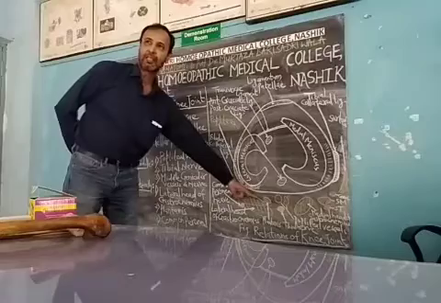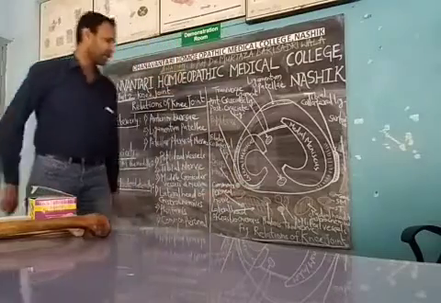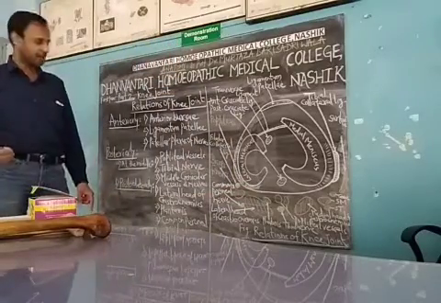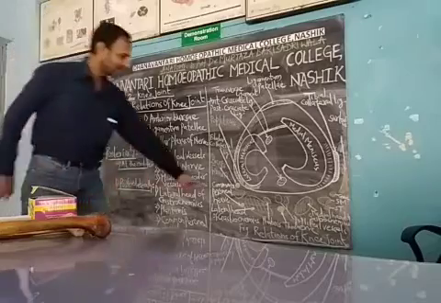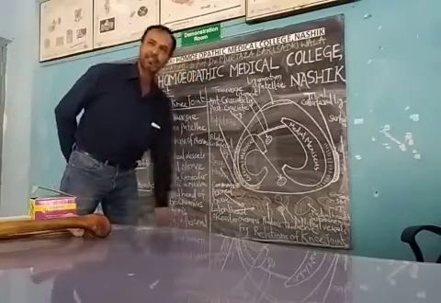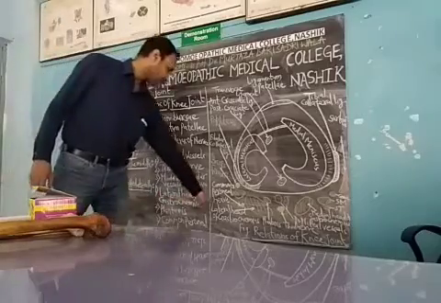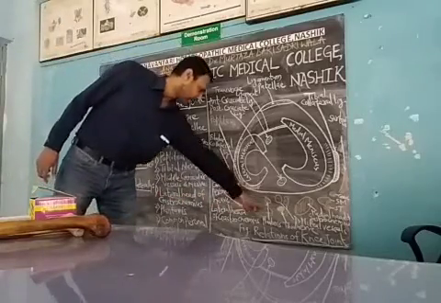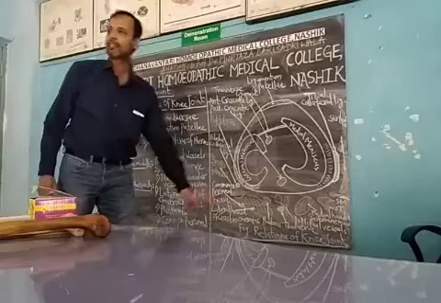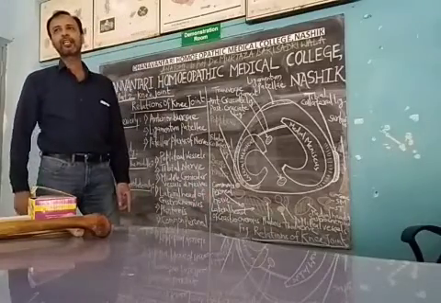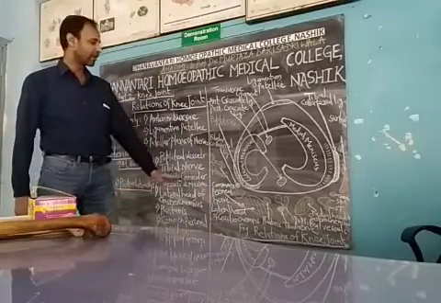The lateral head of the gastrocnemius is one relation. Along with that, another muscle is the plantaris. And the third is the common peroneal nerve. These are the posterior lateral relations.